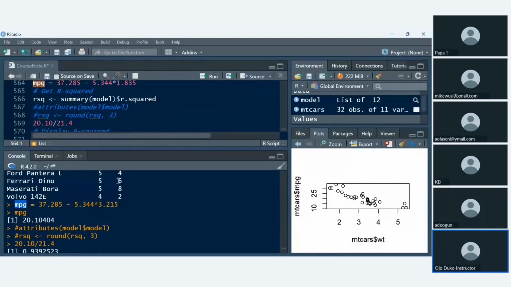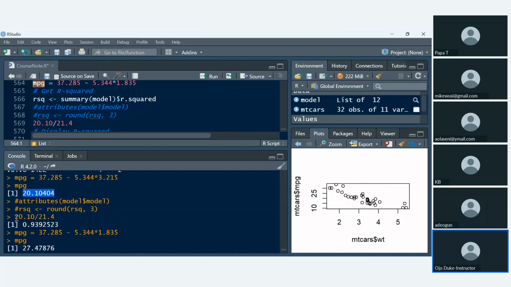So when I plug in the value of 3.215 as the value of our weight, we ran the code, our MPG gave us this. Now we are trying to compare our predicted value to our real value. What is the deviation? I did this. What is the proportion of our predicted value to our real value? It gives us 0.93, or 93%. Okay, so our model was able to perform more than 90% accuracy.